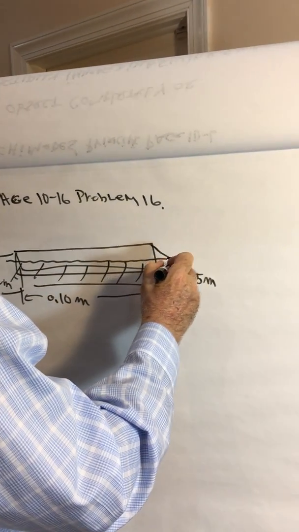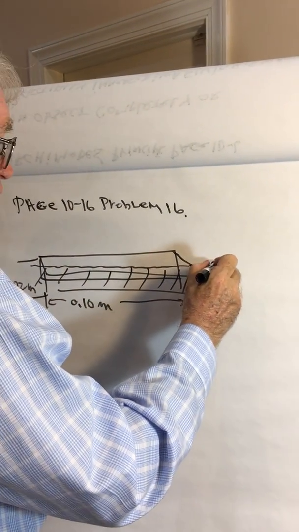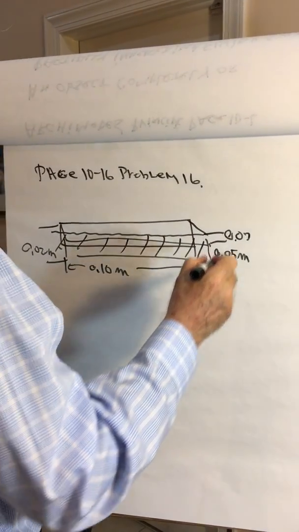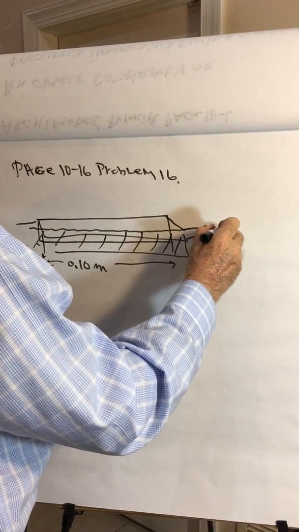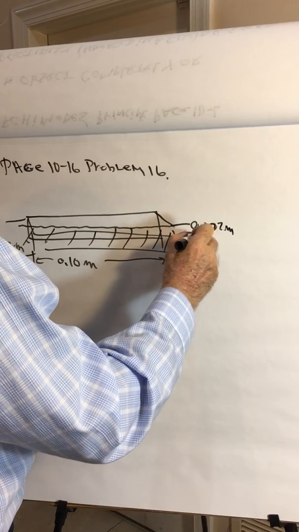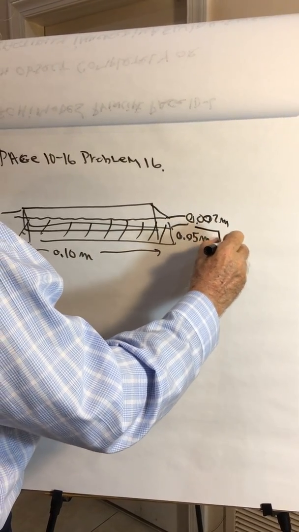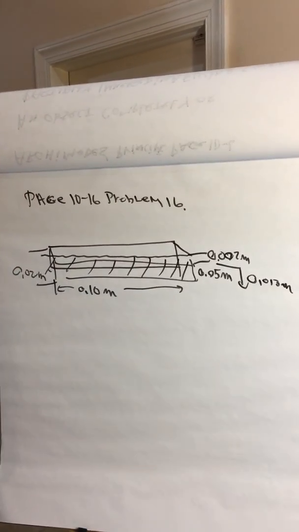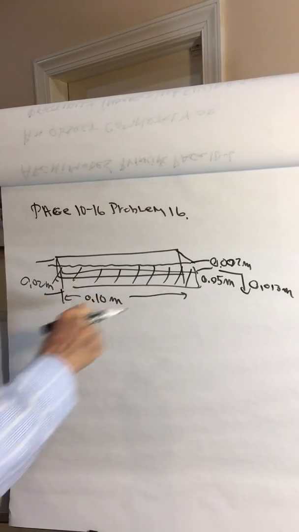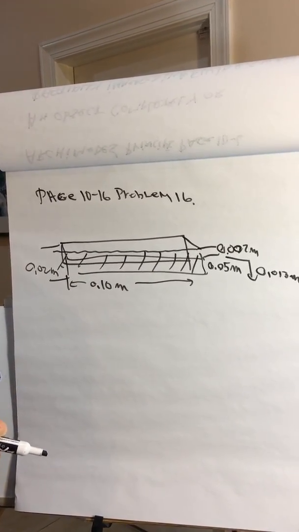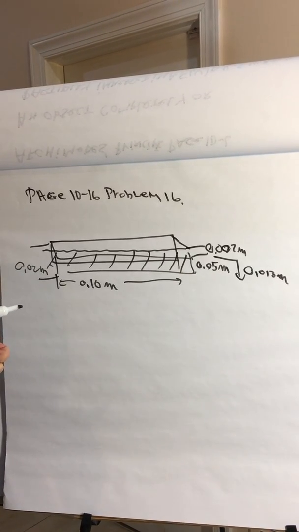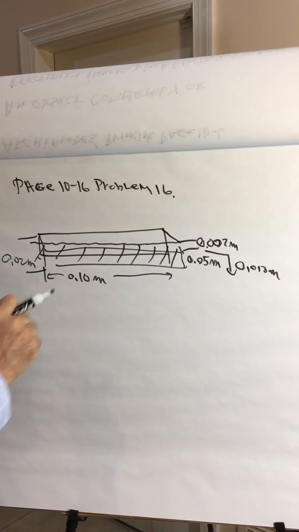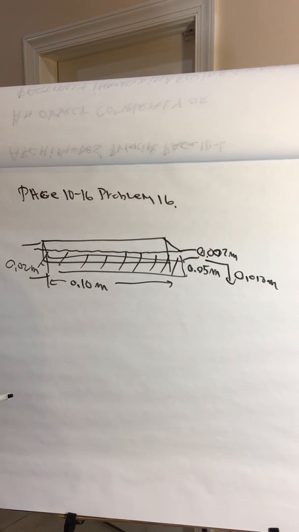Now the amount that's above the water is 0.07 meters, and the amount below the water would be 1.3 centimeters, 0.013 meters. Now I'm going to say that again because I think I've just confused you a bit. The length is 10 centimeters, divided by 100, that makes 0.1 meters. The width was 5 centimeters, divided by 100, 0.05 meters. And the height is 2 centimeters, that's 0.02 meters.